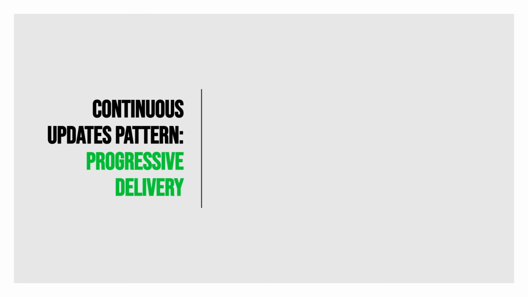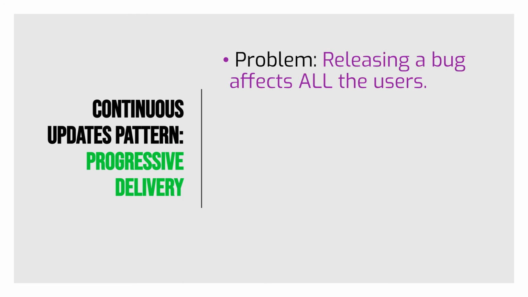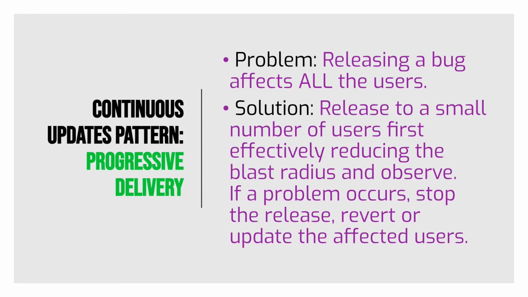In that case, we need to think about progressive delivery. The problem is releasing a bug that affects all the users. In that case, we need to release to a small number of users first, effectively reducing the blast radius, and observe whether the problem occurs. If so, stop the release, revert, or update the affected users. We don't want to hear about the issue on Twitter, Stack Overflow or stuff like that. We want to make sure that we're testing it with a feature flag or something like that.